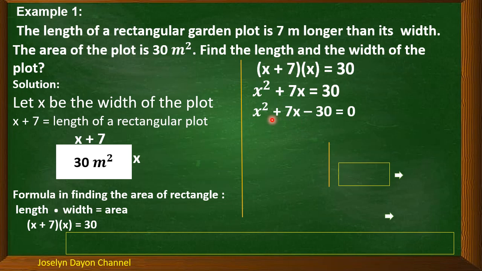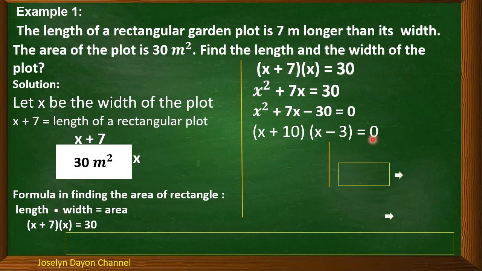Now we'll solve for x. We have 4 methods in solving a quadratic equation, but this time we can solve this by factoring. So factors of x squared are x and x. Factors of negative 30 that will give a sum of 7 are 10 and negative 3. 10 times negative 3 is negative 30, but once you add 10 plus negative 3, the answer is positive 7. And of course, it will be equated to 0.